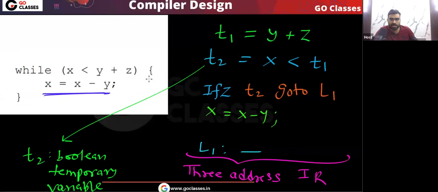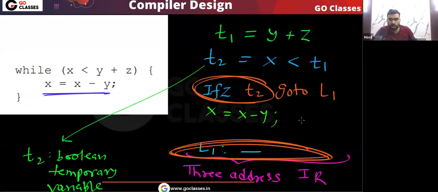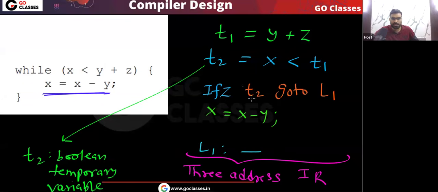Now if this T2 is false, then you will go out of the loop, which means you will go to L1. Else, if this T2 is true, then you will execute x equals x minus y. After this line, you will go again to y plus z. Yes or no? After this line, you will again do y plus z.